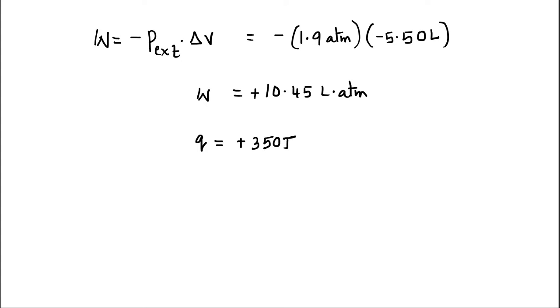What is the internal energy change? That is delta E equal to Q plus W. Now there is a problem here. The work is given in units of liter atmospheres, whereas the heat is in joules. So we should make sure both these energies are in the same unit. Now let's convert these liter atmospheres into joules.